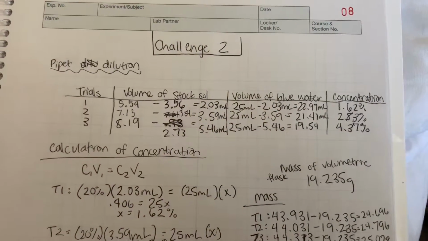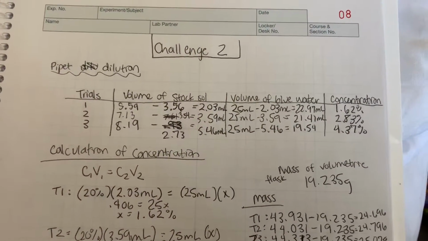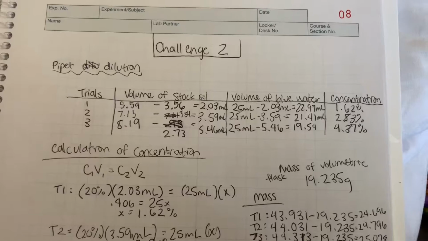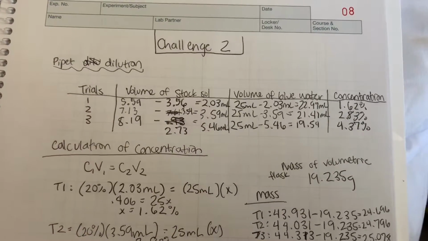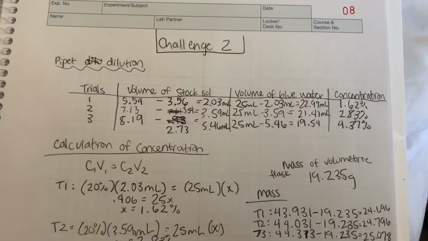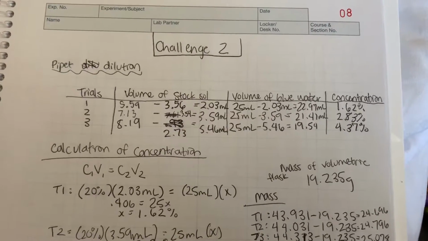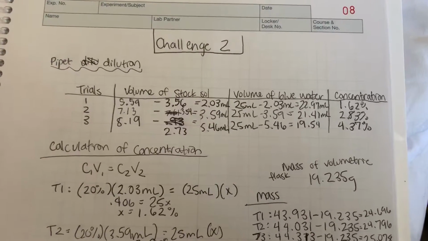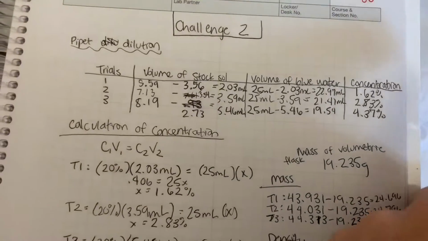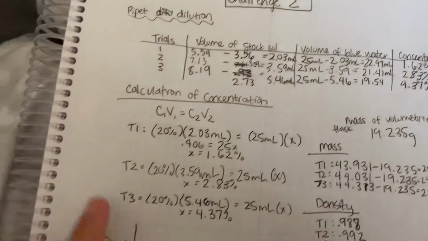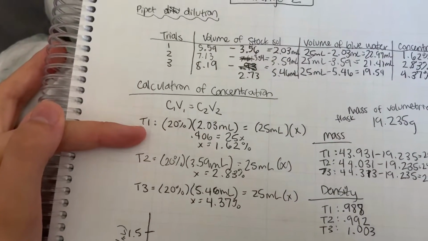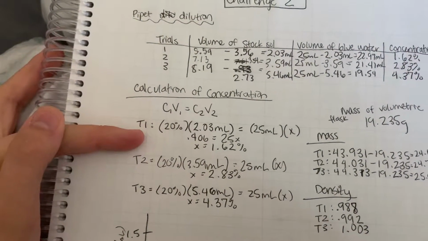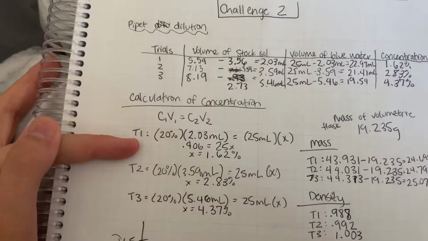This first table shows how we found the volume of each stock solution trial by subtracting the initial by the final volume. We also found the volume of water used by subtracting the stock solution volume by the total volume of the dilution in the 25 milliliter volumetric flask. Using this information and the concentration formula, we multiplied the stock solution concentration by the stock solution volume, then divided it by the final volume to get the final concentration.